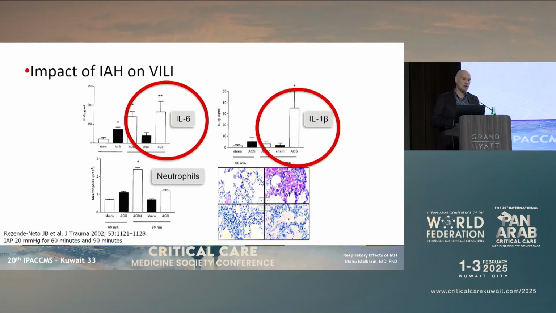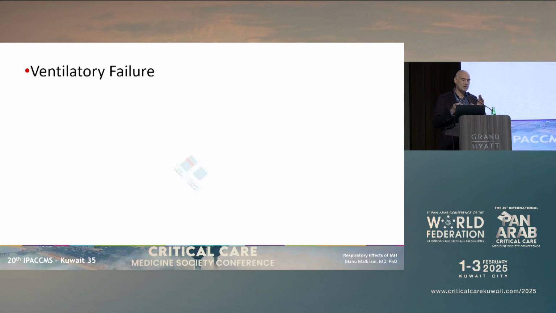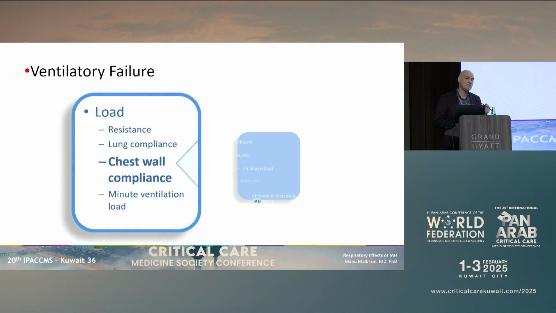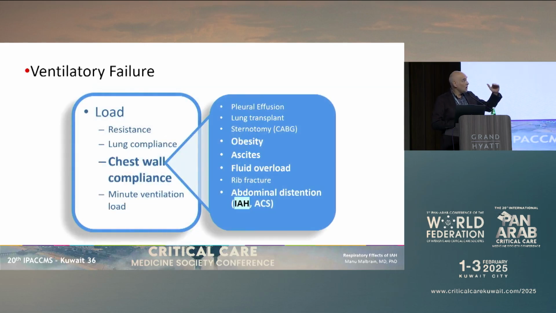What about lung distension? Lung distension can be determined by the balance, or the imbalance, between the ventilatory capacity and the ventilatory load. And if we look at the ventilatory load, chest wall compliance plays an important role. Chest wall compliance is altered, for instance, in patients with obesity, with ascites, with edema of the bowel wall, and of course also in patients with intra-abdominal hypertension.